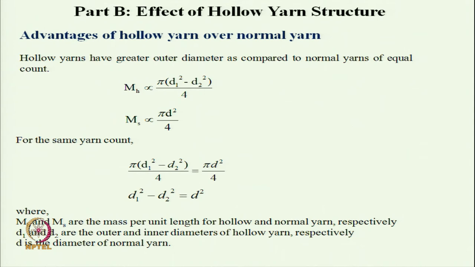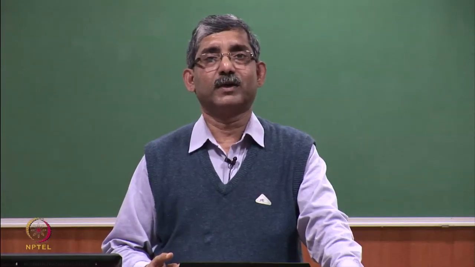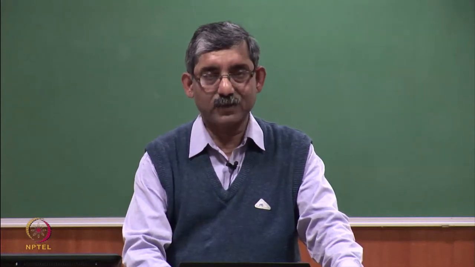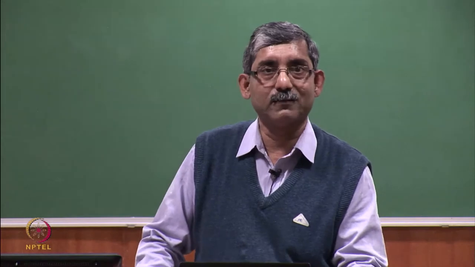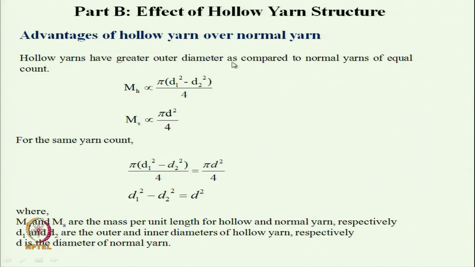Now, in the second part, it was tried to develop hollow yarn and to see the effect of the presence of hollow yarn on the UV protection characteristics of the woven fabrics. This hollow yarn has a greater outer diameter as compared to the normal yarn of equal count, that means mass per unit length of yarn, both the yarns are same. So, hollow yarn will have higher outer diameter. So, D1 is the outer diameter of the hollow yarn, and D2 is the inner diameter.